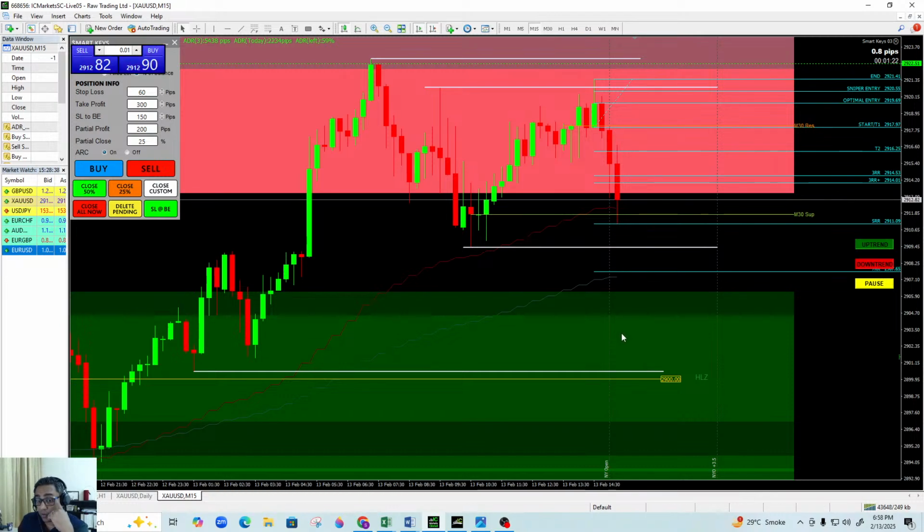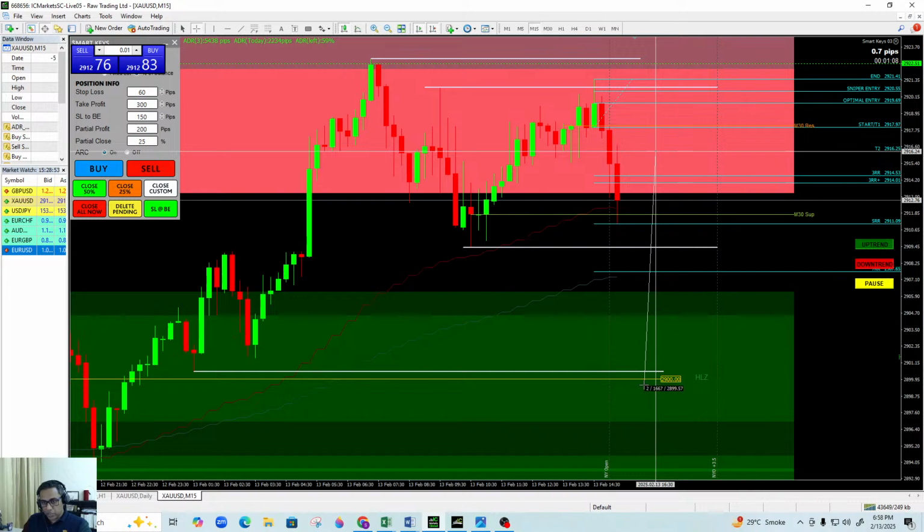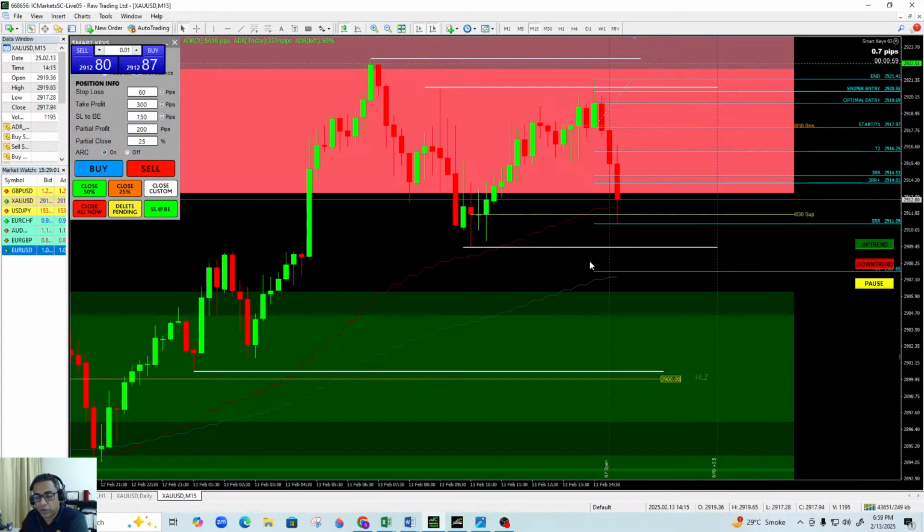But ideally, the trade for the day would be the buys, where price comes down, grabs liquidity, probably comes down here and creates a new low around 2900. So that would be a decent push down, and then grab liquidity and push up. That would be the move for the day, for price to go up. 50 seconds more.